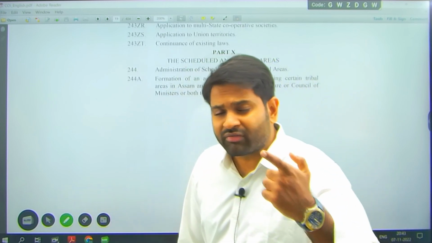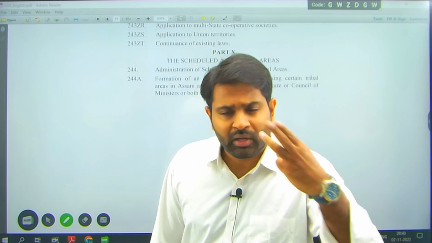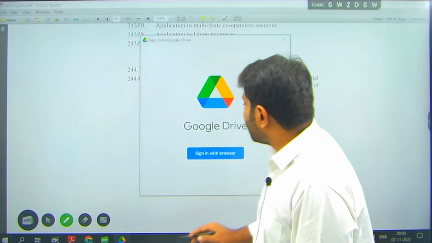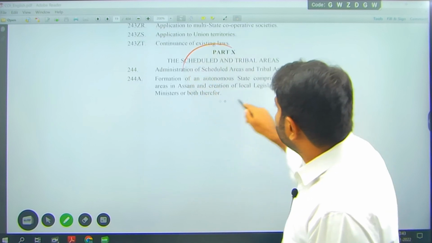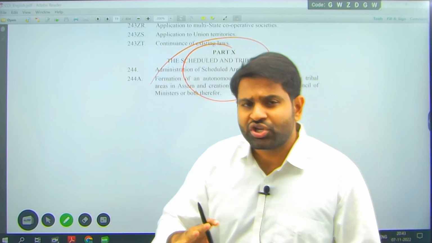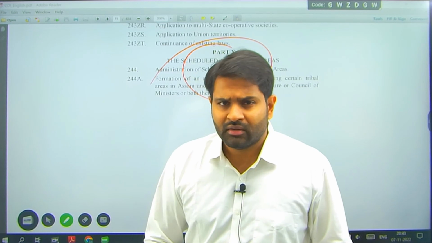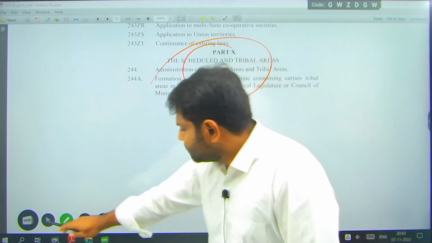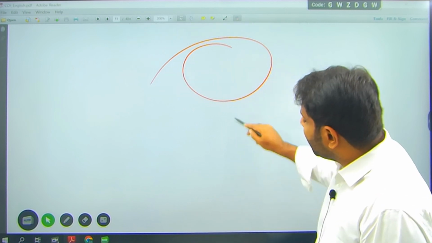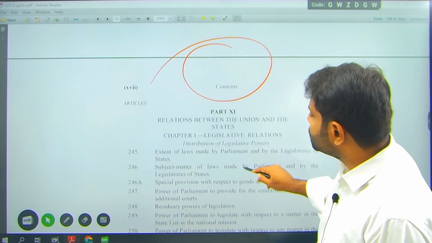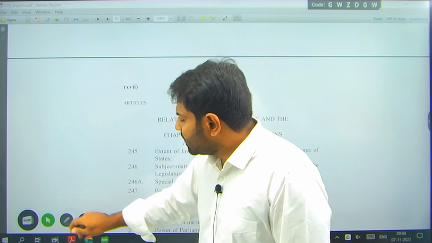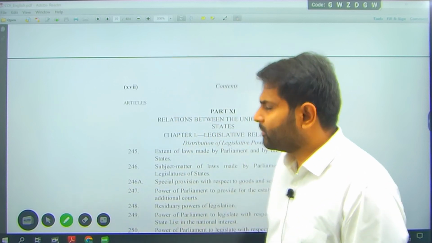But remember, apart from union government, state government, and local governments, which are Panchayati Raj or municipalities, we also have scheduled areas, scheduled and tribal areas. The type of administration we have in these areas is completely different. All over India we have scheduled and tribal areas. When you read the 5th schedule and 6th schedule, you will learn about them, right?